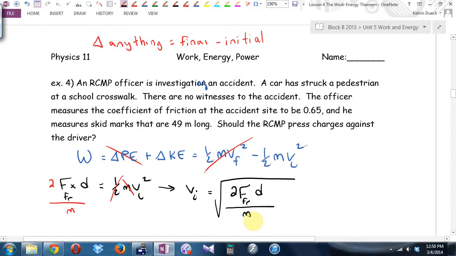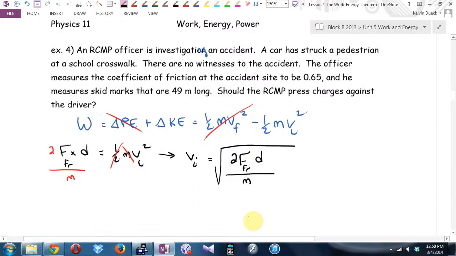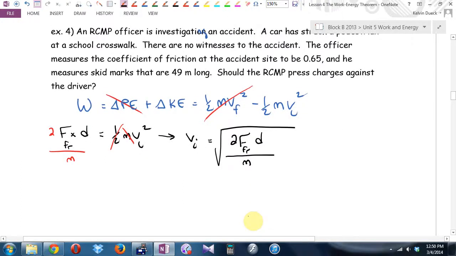Oh, mass of the car you can get from the insurance, or they would probably have data tables of all the different car makes and models and the masses. You might need to take into account things like, was the trunk full or not, other things, but okay. Friction is what times what?